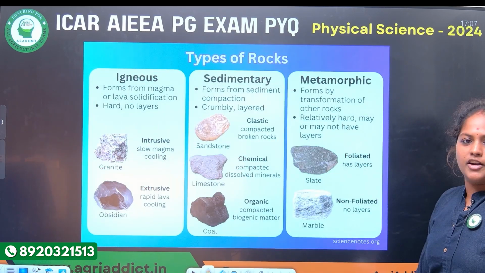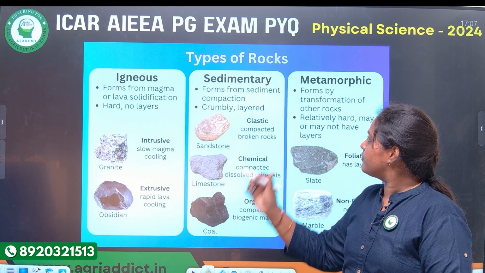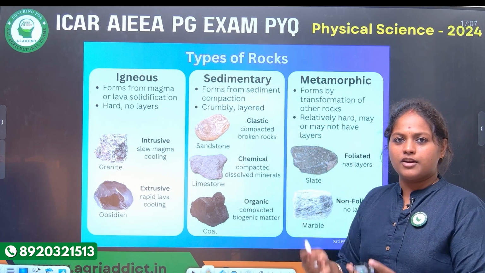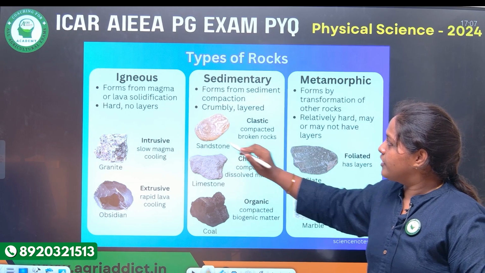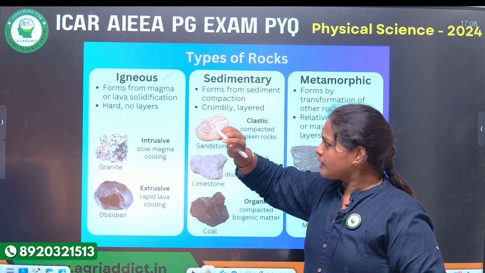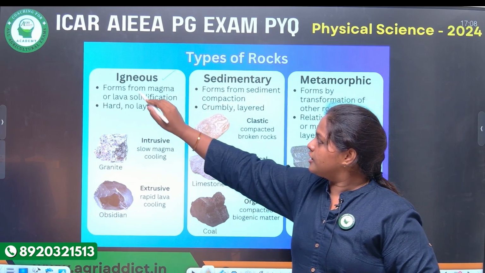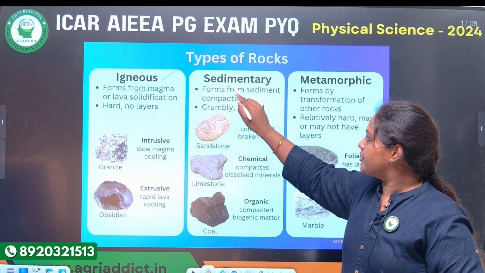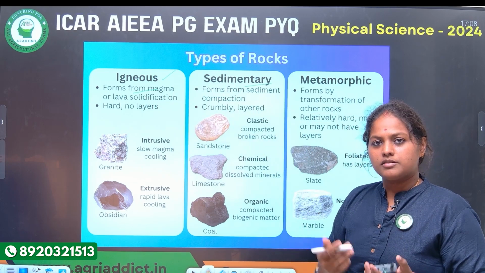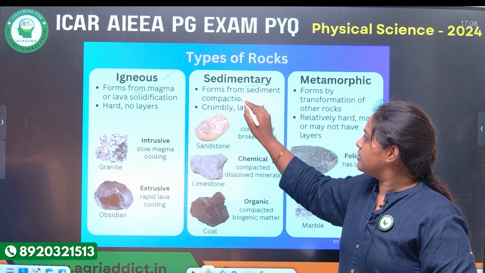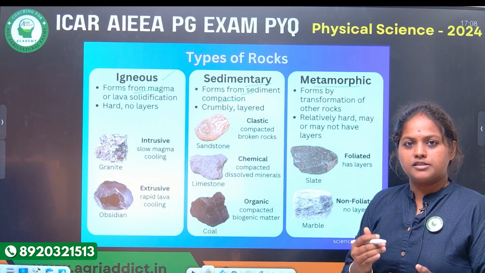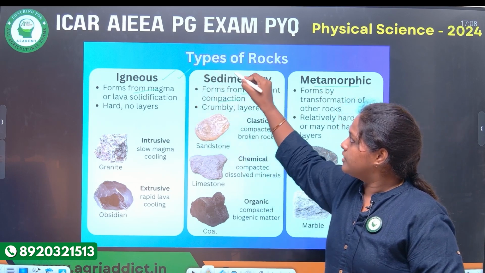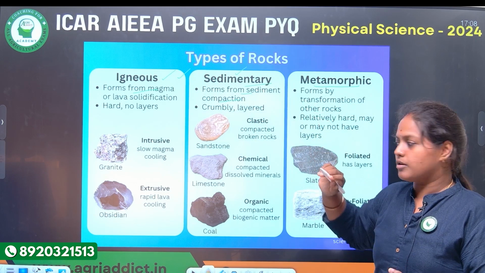So here are different types of rocks, that is igneous, sedimentary and metamorphic rock. You might have read all these rocks during your preparation time. I am just giving here a brief description of all the rocks. Igneous rock is formed from magma. Sedimentary rock is formed through compaction of sediment. Then metamorphic rock, through high pressure and temperature. When these two rocks are subjected to such conditions, metamorphic rock will be formed.